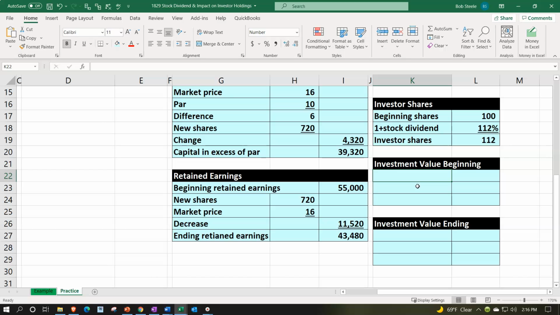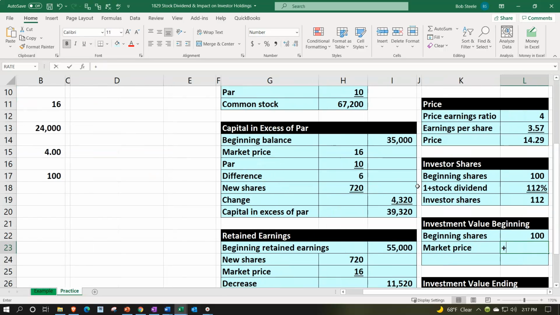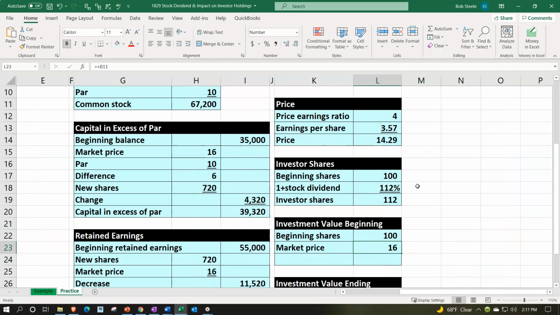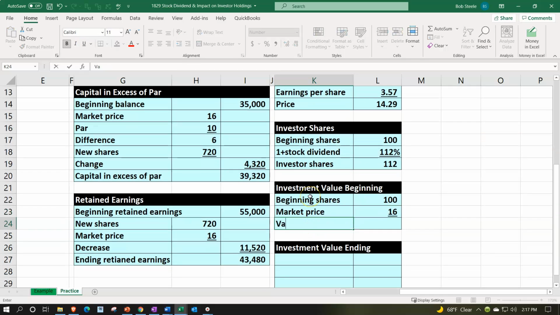Well, we had the market price. We have the number of shares, let's say, beginning shares of 100, and the price in the beginning, we had the market price over here was, what did we say, 16 at the market price. That's where it started at in the beginning. Let's underline that, font group and underline. That's going to give us the value, which is going to be equal to 100 times 16. So where is the value at the end of this now that one investor has 112?